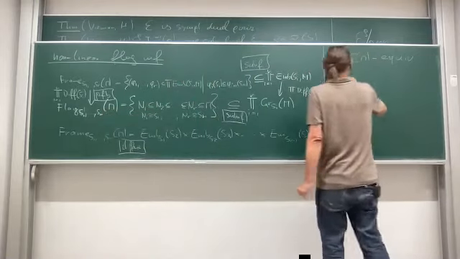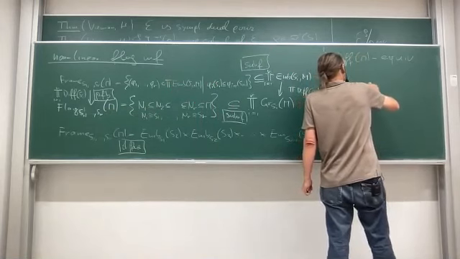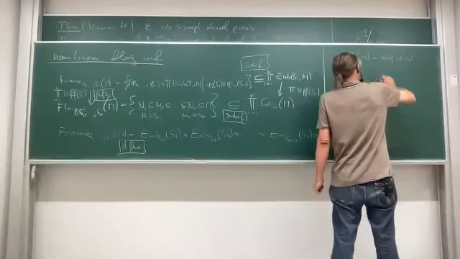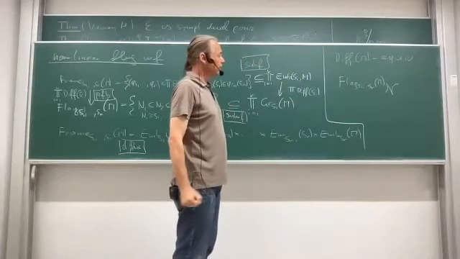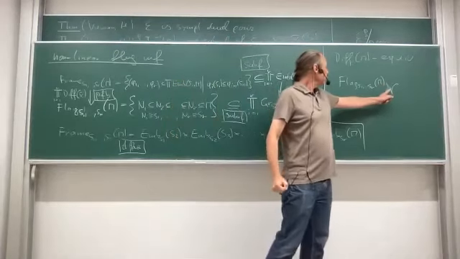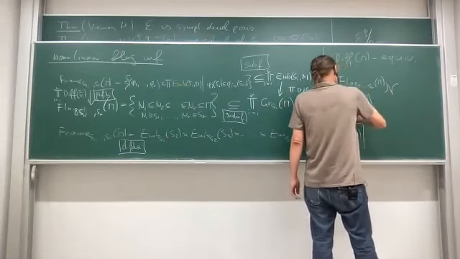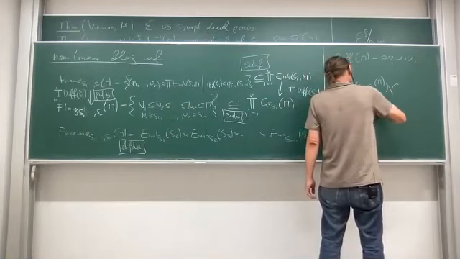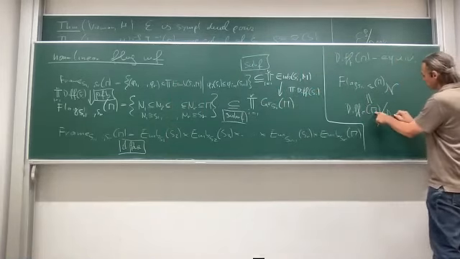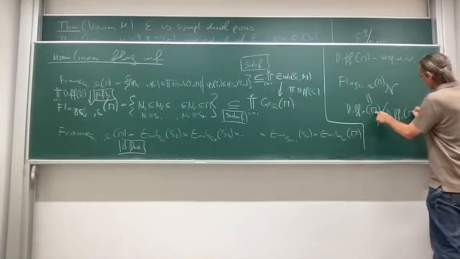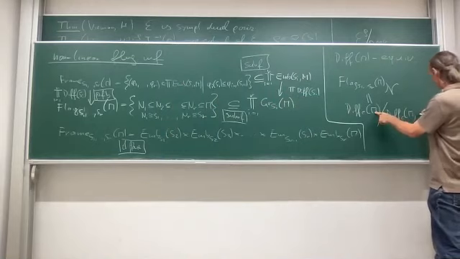So you can understand nonlinear flags in some orbit under the diffeomorphism group as a homogeneous space of the group of diffeomorphisms mod the isotropy group. These are the diffeomorphisms which preserve this flag.